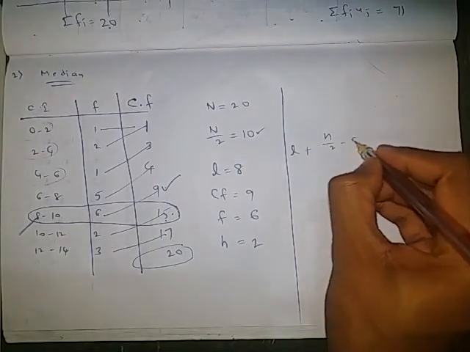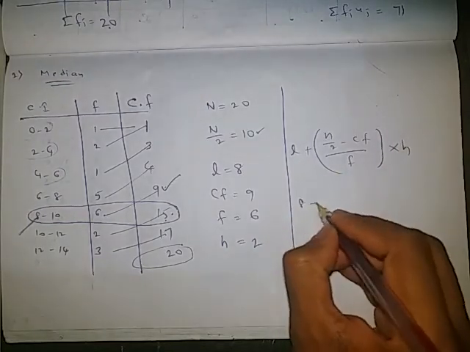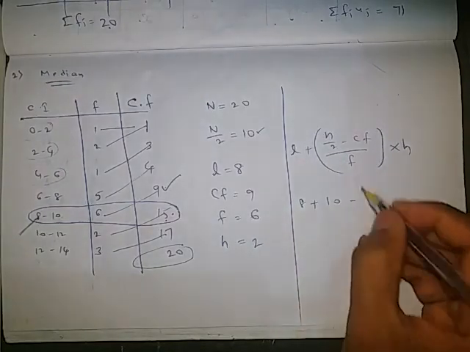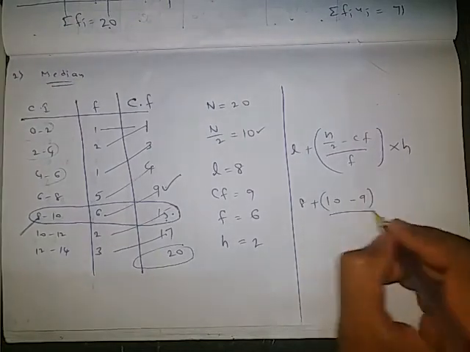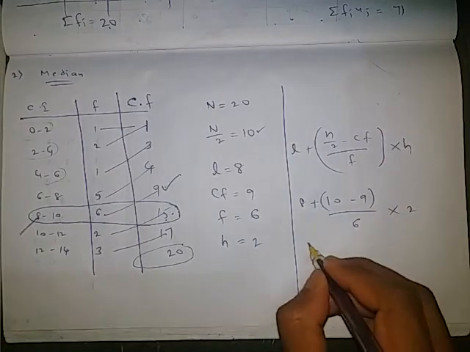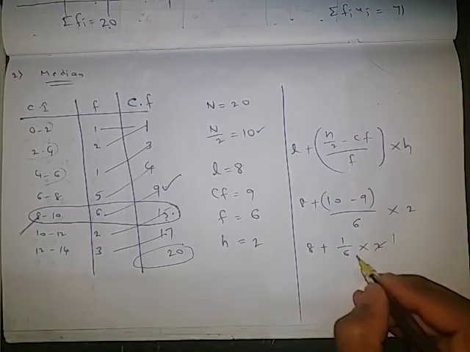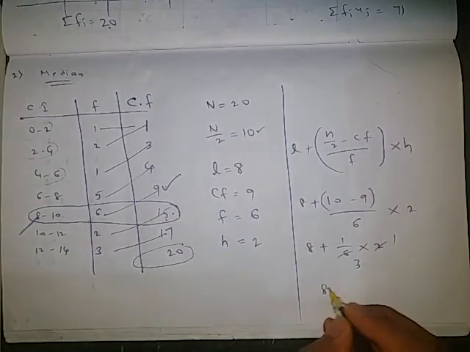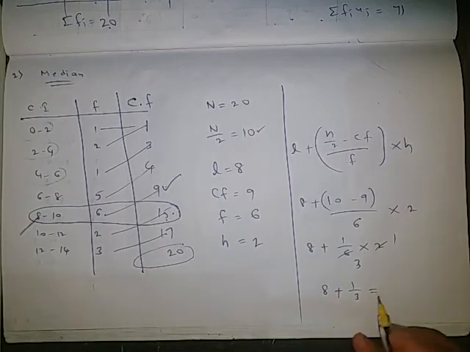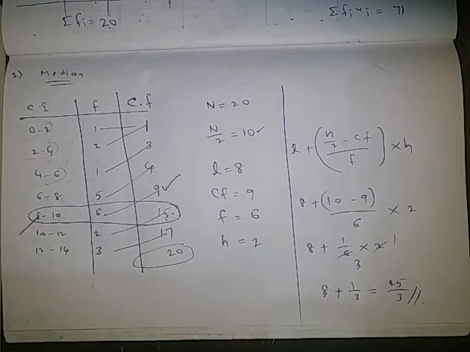L plus (n by 2 minus CF) by F into H. L is 8 plus n by 2, 10, minus cumulative frequency 9, by frequency 6, into height 2. We will get 8 plus 10 minus 9, 1 by 6 into 2. 2 ones are 2, 2 threes are 6. So 8 plus 1 by 3. 3 eights are 24, 24 plus 1, 25 by 3. So the median of the given data is 25 by 3.